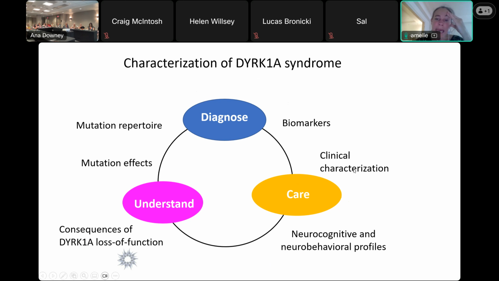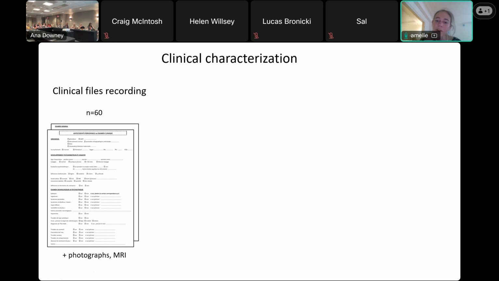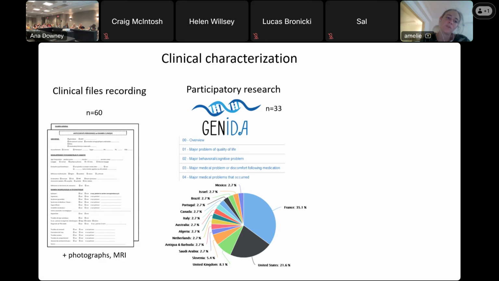And I will present you one example, for instance, of a study we did to characterize the neurocognitive and neurobehavior profile in DYRK1A syndrome. So first, the clinical characterization. We do that with some clinical colleagues, using three different ways. The first way was to collect clinical files from clinical geneticists in France and also in Europe, and to collect this clinical information via these colleagues.